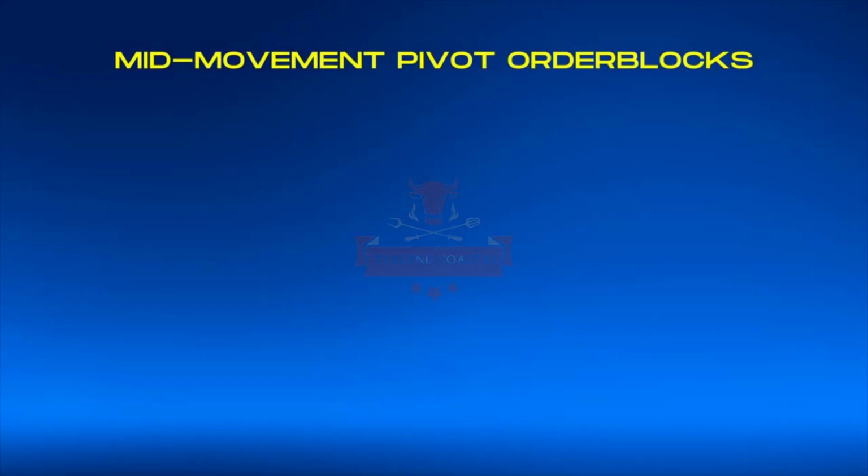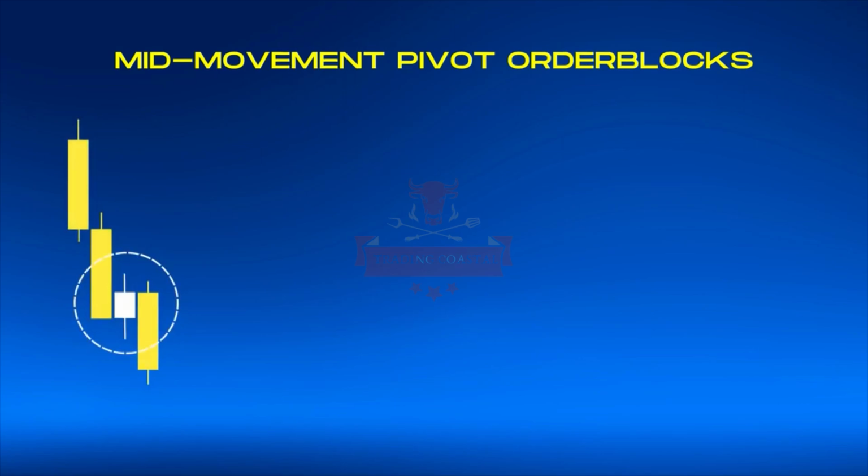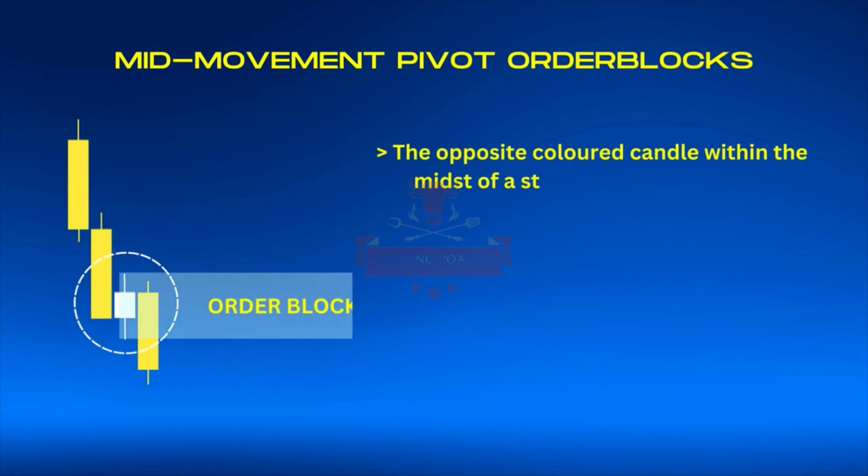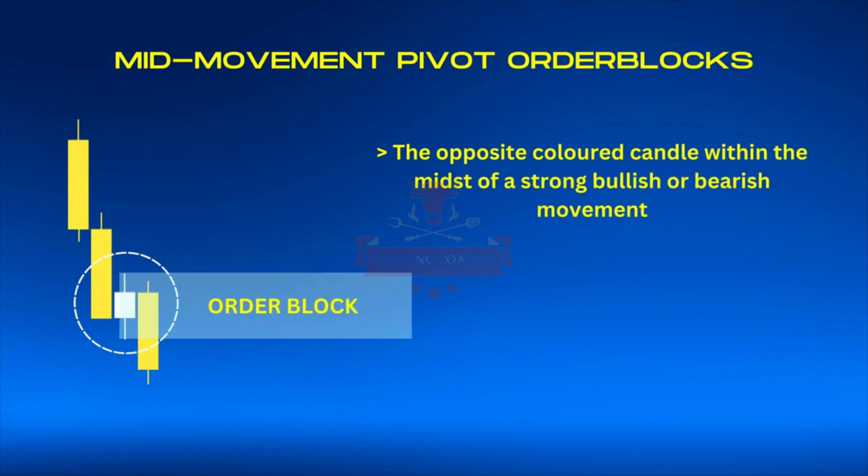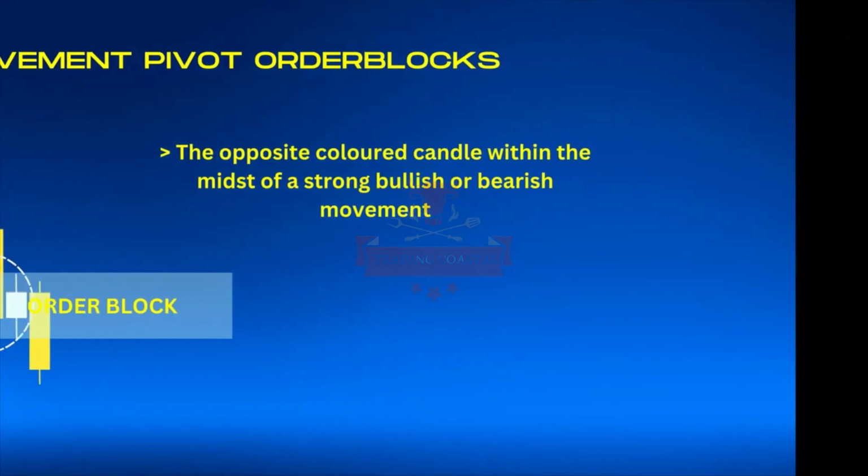So let's move into the last order block type, the mid-movement pivot order block. It refers to the formation of an opposite color candle within the midst of a strong bullish or bearish movement. This candle acts as a potential reversal signal. It signals the potential for a reversal or a temporary pause in the current market direction.